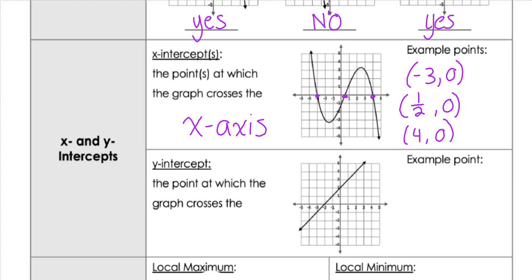Then the y-intercept is just the reverse of that. That's the point where the graph crosses the y-axis. In this case, we can see that it crosses the y-axis once at the point (0, 2). Y-intercepts have x values of 0. This one happens to have a y value of 2, but their x values are always 0.